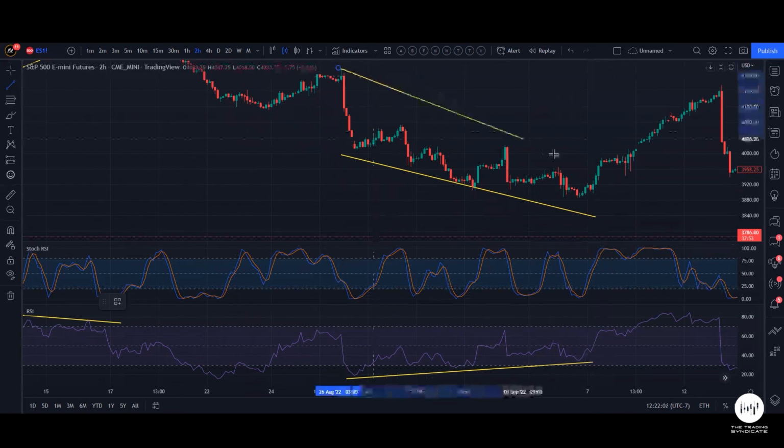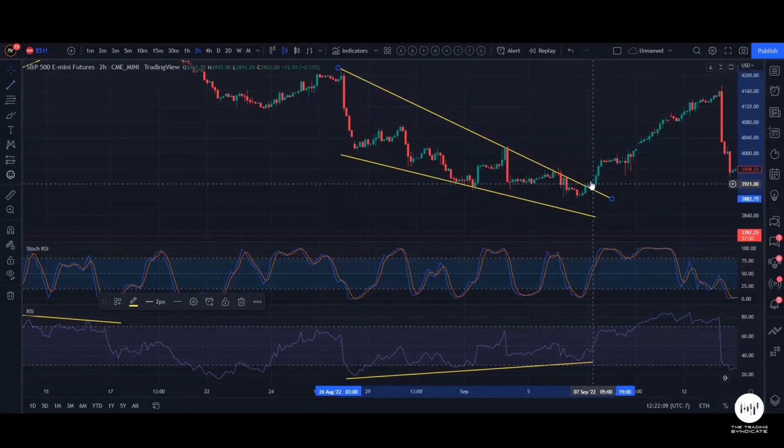Also, if there's just to be a simple trend line break, notice here we get that trend line break right here, and we get that crossover out of those oversold conditions. Very strong opportunity to take a play to the upside.